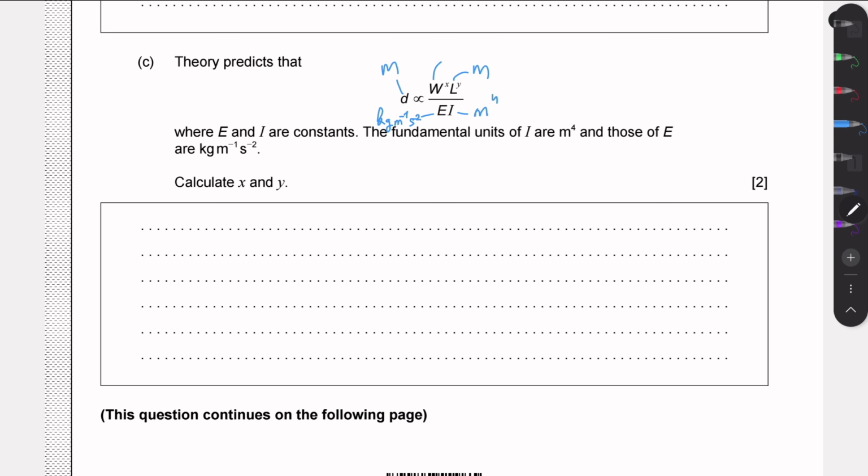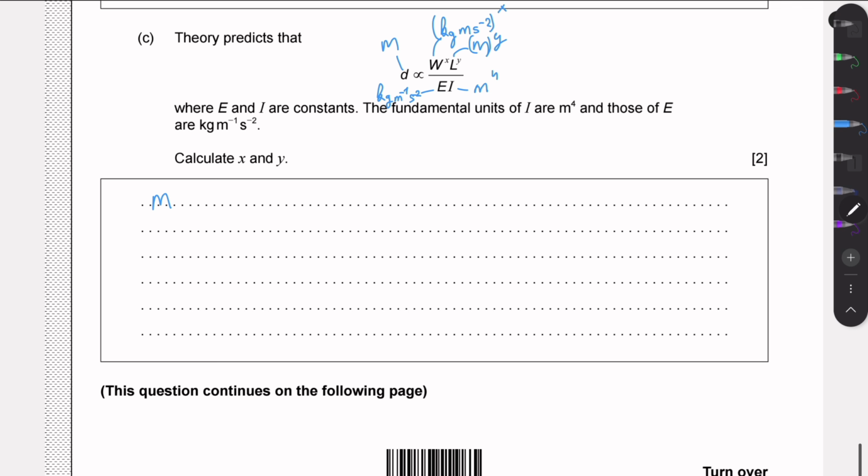Now weight is the weight we place. We know that weight is a force. Force is mass times acceleration, so the SI units of that would be the kilogram for mass and meters times second -2 for acceleration. If we raise these two to the power of x and this to the power of y, the units on the right have to be equal to the units on the left. And that's how we can find x and y.